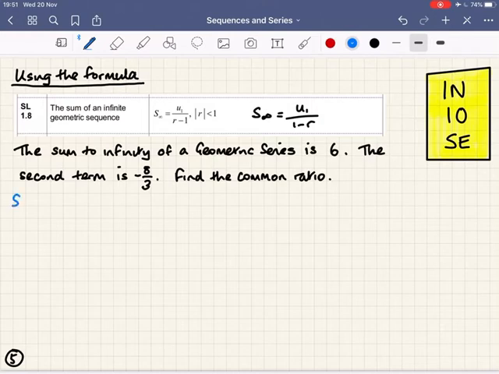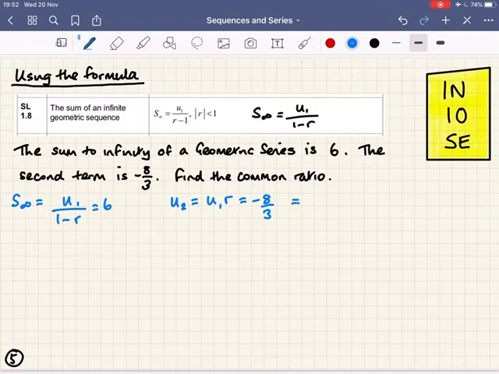The sum to infinity, which is equal to u1 over 1 minus r, is equal to 6. We also know that the second term, u2, is calculated by multiplying the first term by the common ratio. And we know that u1r must equal minus 8 over 3, because we're told the second term is minus 8 over 3.